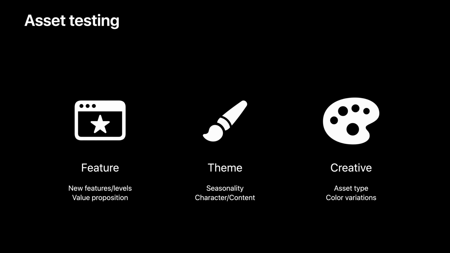And lastly, you might test different creatives. This one's a bit nuanced, but can be very effective. For example, does adding an app preview video help improve your download conversion rate? Or testing color variations, like varying the background color of a screenshot to see which background color performs best. Keep these examples in mind as you plan your product page treatments. Now that we've discussed some asset testing ideas, here are a few important considerations to help you create a test plan.